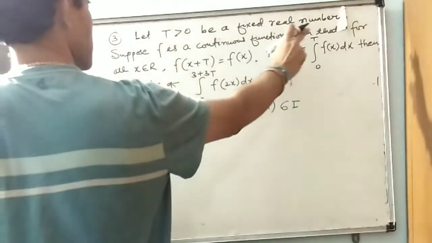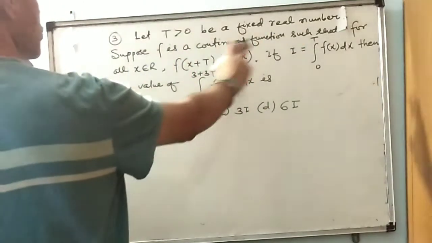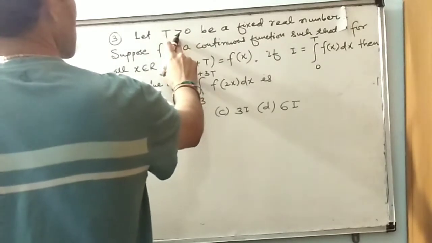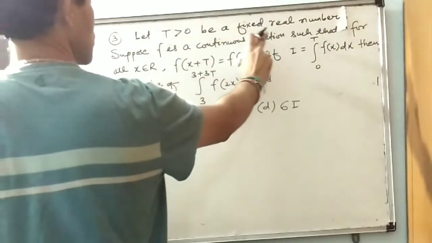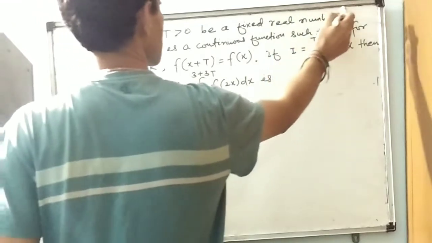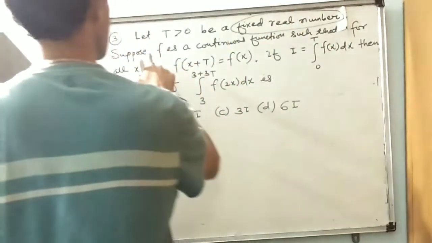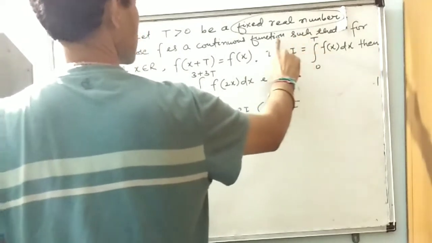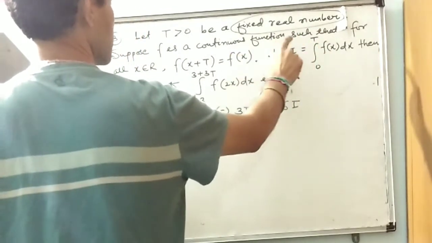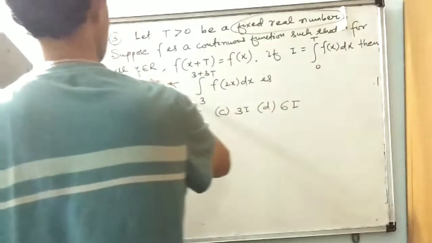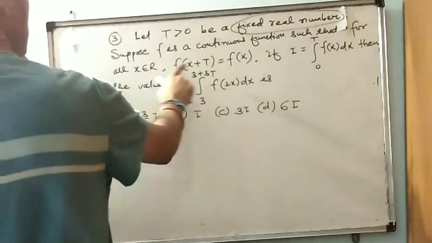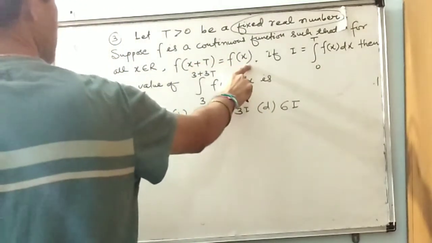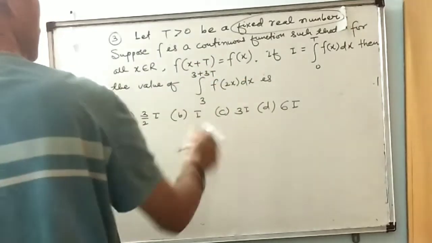Well, in this question there are so many pieces of information. First we need to go through this. Capital T is greater than 0, so it is a fixed positive real number. First point to be noted. Then f is a continuous function, which means the left hand and right hand limits at that point are the same. For all x belonging to real numbers, f(x plus T) is equal to f(x). That shows that it is a periodic function.